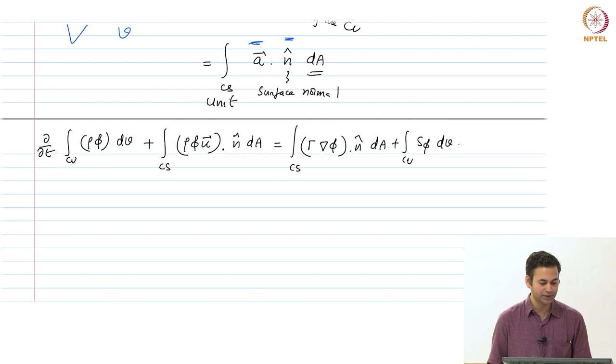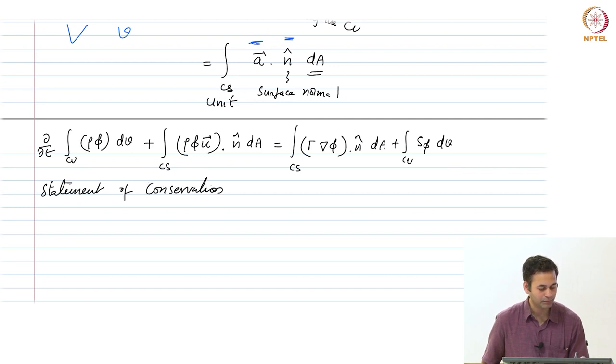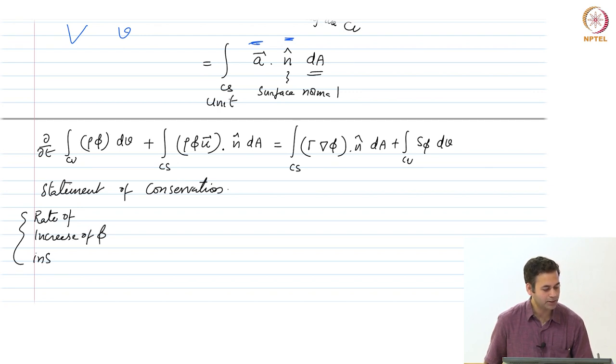Now what we see is something very interesting. We have performed an integration, and the integration has resulted in a statement of conservation, right? Why do we say it's a statement of conservation? Because if you look at the terms, what does the first term indicate? For the control volume that we have, the rate of change of rho phi, or phi, inside the control volume is the first term. So this is the rate of increase of phi inside the control volume, plus what does the second term mean?